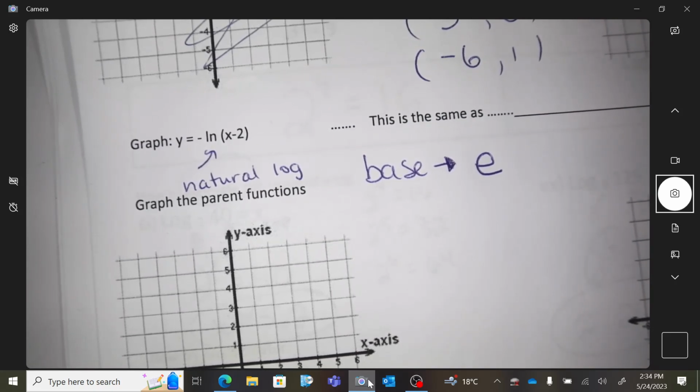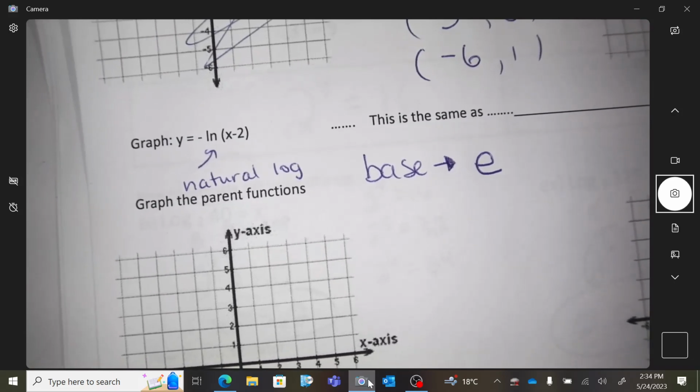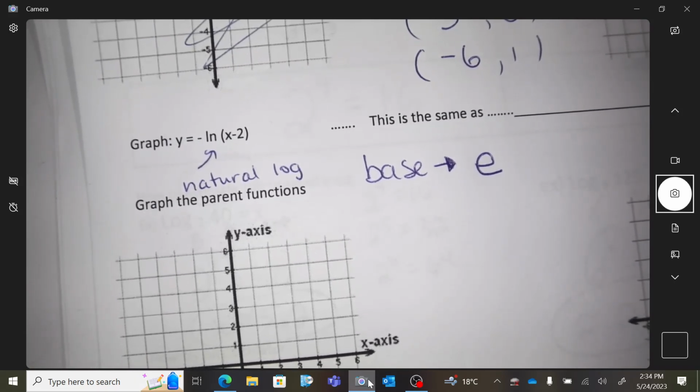Oh no. Who took my last calculator? Uh-oh. Okay, I can do it in my head. Oh, here's my calculator. Everybody has an E button.